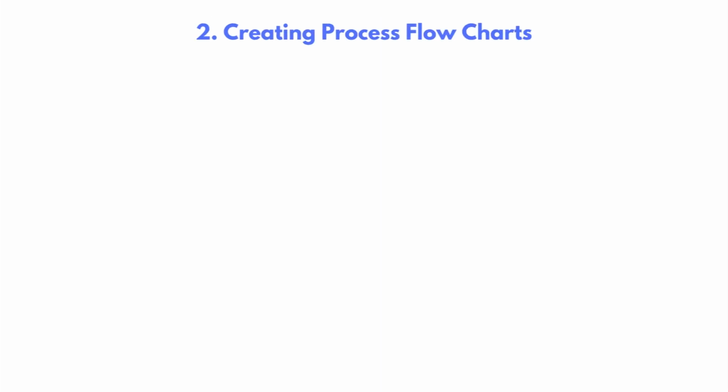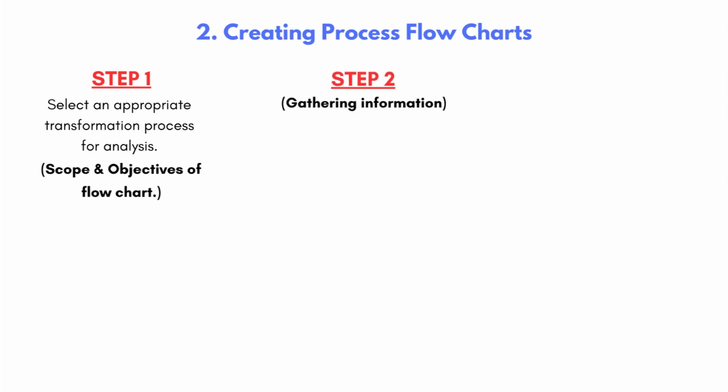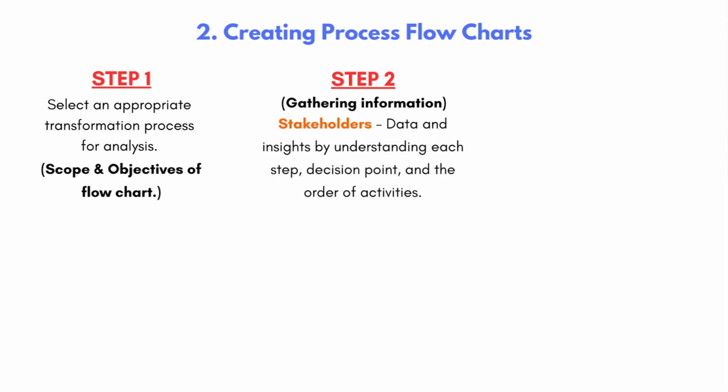Decision points represent moments in the process where choices must be made, leading to different paths or outcomes. Creating process flow charts. Creating a process flow chart involves 5 steps. The first step in process flowcharting is to select an appropriate transformation process for analysis. This involves selecting the specific process or workflow you want to map out by defining the scope and objectives of the flowchart. The next step in the process involves gathering information. This can include engaging stakeholders who are familiar with the process to collect relevant data and insights by understanding each step, decision point, and the order of activities.